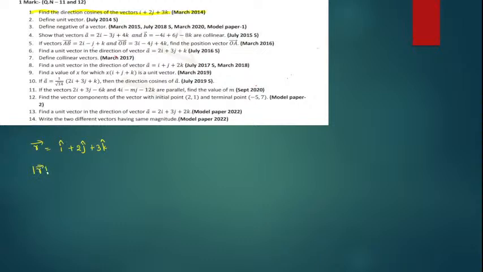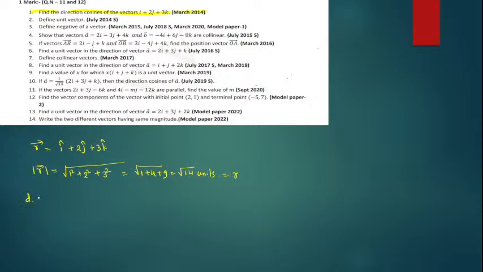So I will find the magnitude of the given vector, that is given by square root of the i component squared. Here the i component is 1, so I will write 1 squared plus the j component, that is 2 squared, and the k component, that is 3 squared, that is equal to square root of 1 plus 4 plus 9, that will be square root of 14 units. So I got the magnitude of r.